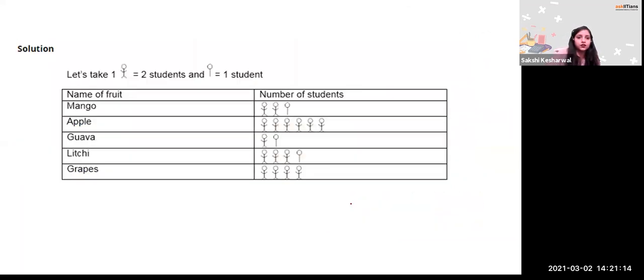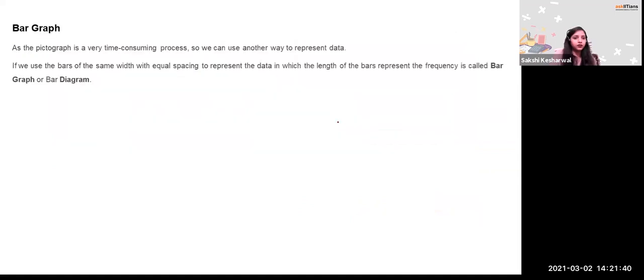So you just see this in the solution. It says this symbol is equal to two students, and this symbol is equal to one student, right? So there are different ways of presentation. This is 2, 2, and this is 1. So this is how it has been done. You can just do an apple, 12, so 1, 2, 3, 4, 5, 6. And then guava is 3, so 1 and this 2. This is one way of doing the presentation, and that is another way. Choice is yours, whatever you feel like, right?